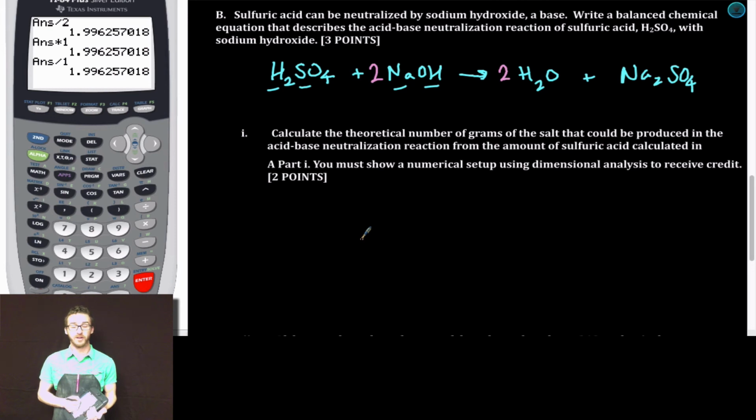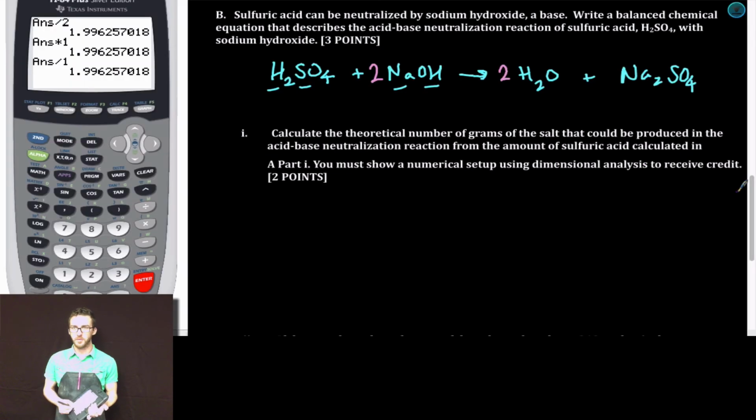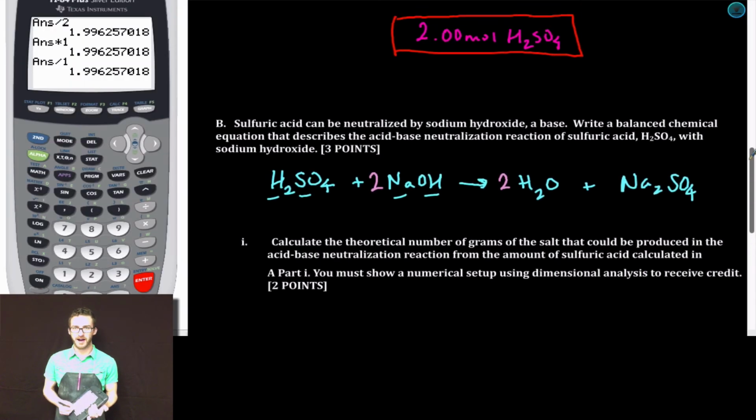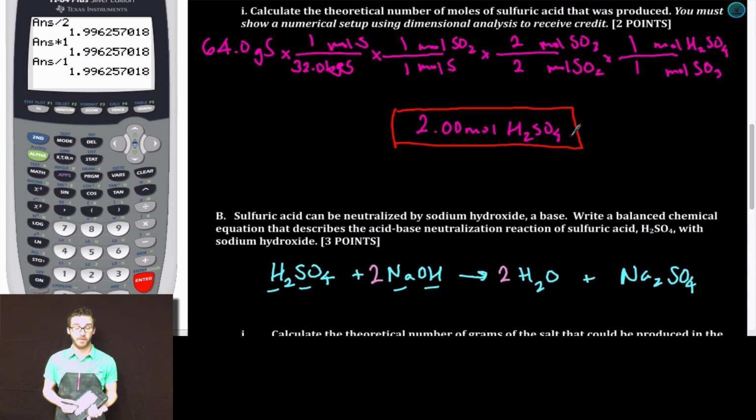Calculate the theoretical number of grams of the salt that could be produced in the acid-base neutralization reaction from the amount of sulfuric acid calculated in A part I. You must show a numerical setup using dimensional analysis to receive credit. Dimensional analysis. Alright, let's go back up to A subpart I and think about how many moles of H2SO4 we came up with. 2.00 moles H2SO4.